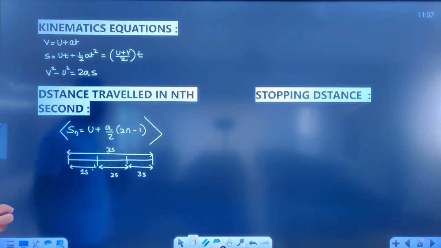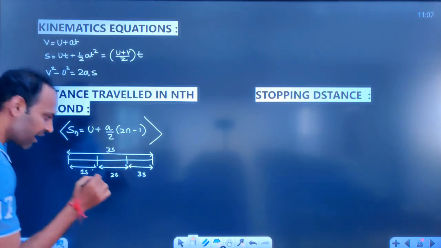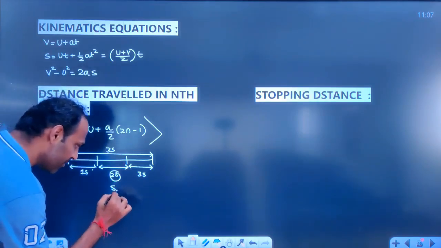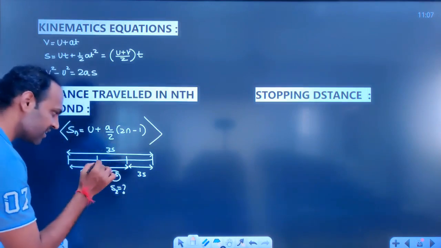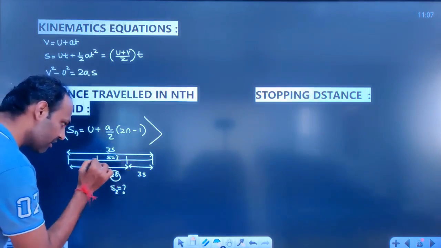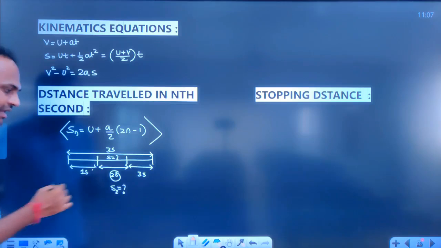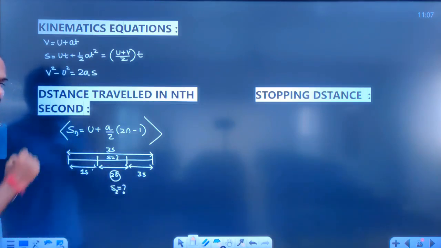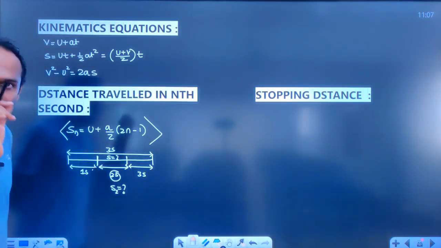Now what does the Sn formula give? Sn formula will give you distance traveled in one particular instant, one particular time. If for example you wanted distance traveled only in the second second, how much is the distance traveled from 1 second to 2 second? If you want this distance, you have to use Sn. It will give distance traveled in nth second.